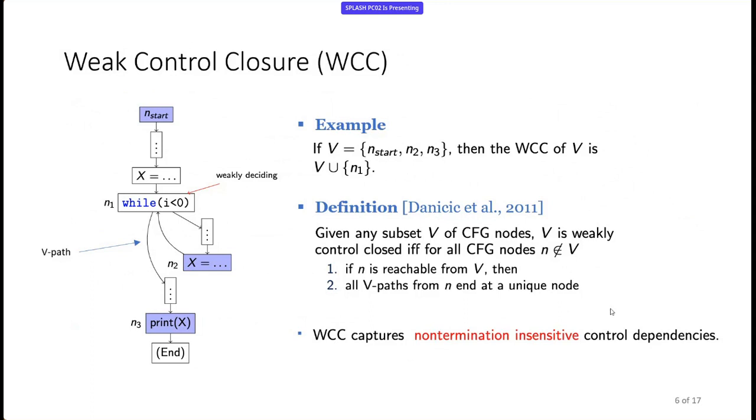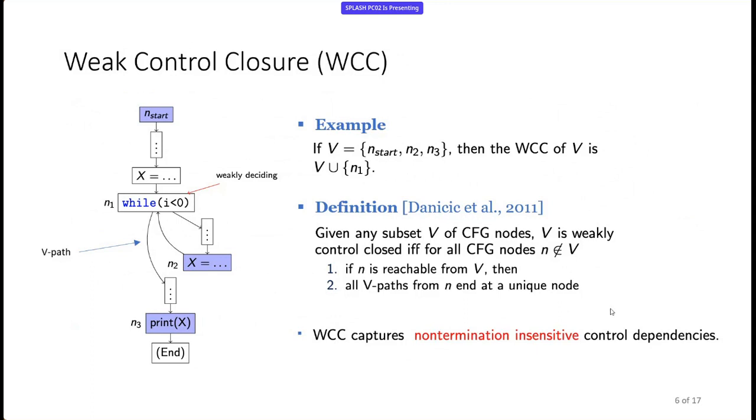So that's the definition that I have described here. Given any set B, if the set B is weakly control closed, it must satisfy these conditions, which say that for all the nodes N that are not in B, if N is reachable from B, all V paths from N must end at a unique node. If these two conditions are satisfied, then we will not have a node like N here, and that means the set B is weakly control closed.